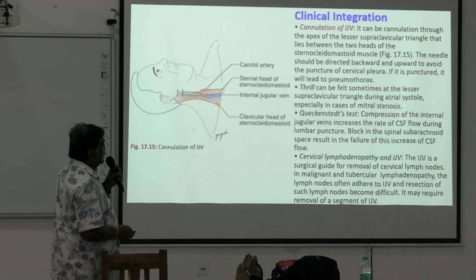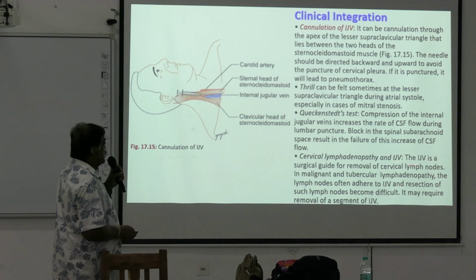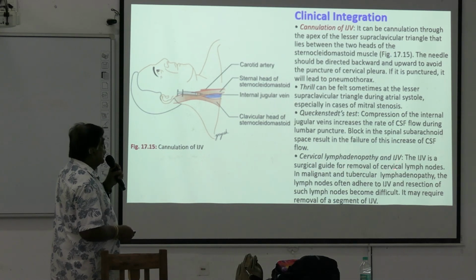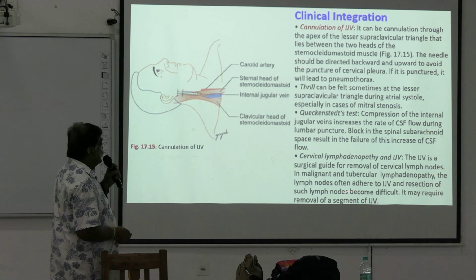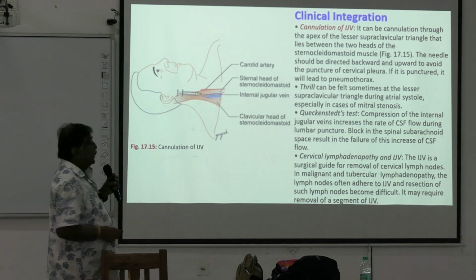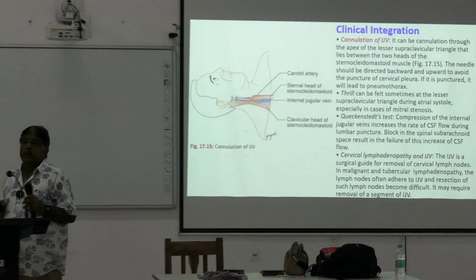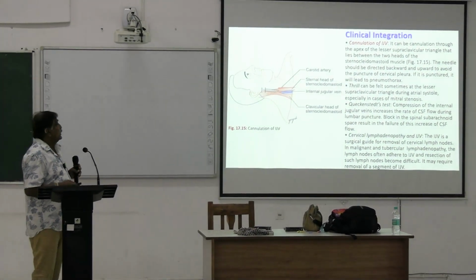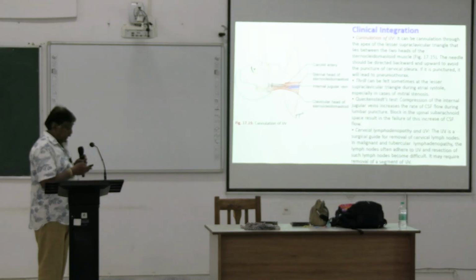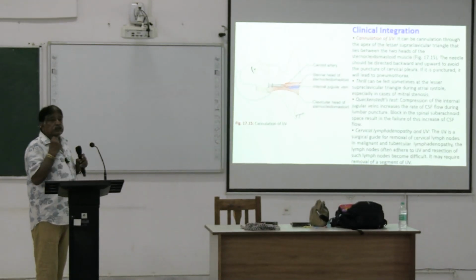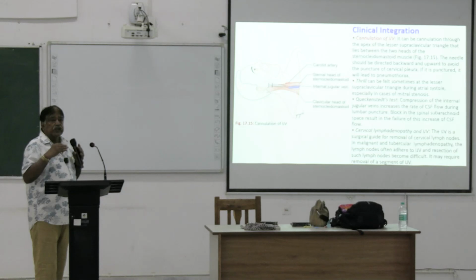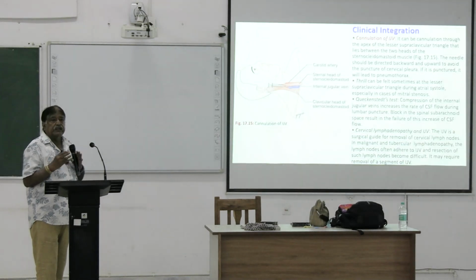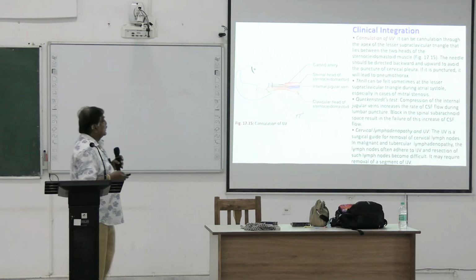Cervical lymphadenopathy and the internal jugular vein. The internal jugular vein is a surgical guide for removal of cervical lymph nodes. In malignant or tubercular lymphadenopathy, the lymph nodes often adhere to the internal jugular vein, and resection of such lymph nodes becomes difficult. It may require removal of a segment of the internal jugular vein. So, this shows the importance of the internal jugular vein and the lymph nodes in the neck region. When they are dissecting, you have to be very careful.